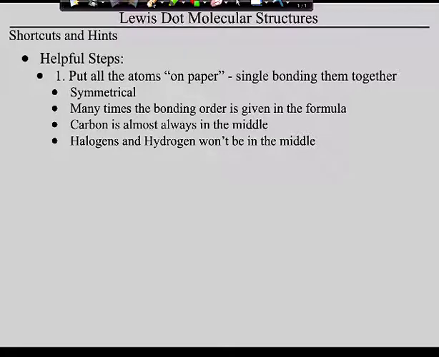Here we go. Okay, so hydrogen, and let's pick chlorine as our sample halogen. So guys, talk to me. Why will hydrogen and any of the halogens, chlorine was the example I chose, why won't those be in the middle of a molecule? They only have one bonding site. They can't be in the middle.